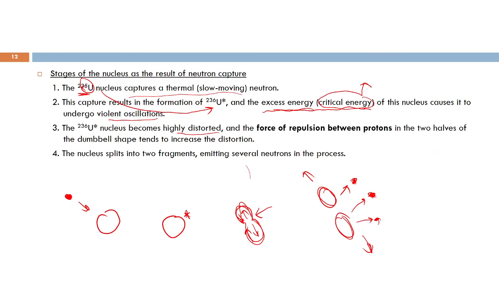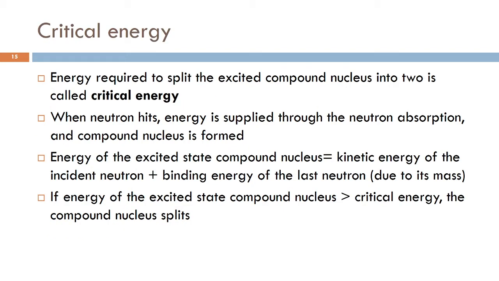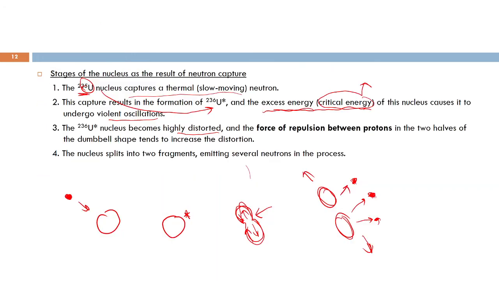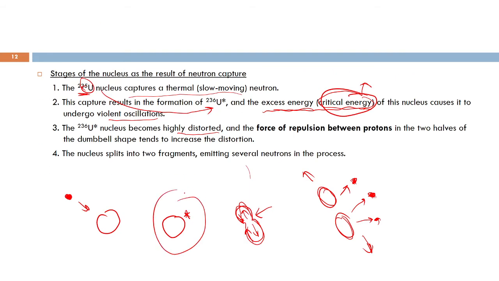Okay, so I hope that explanation is satisfied enough for you to understand the process. Then next, the critical energy. Okay, this is important. The energy required to split the excited compound nucleus into two is called critical energy. So at this compound nucleus, what is the critical energy?